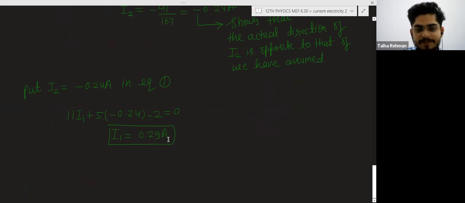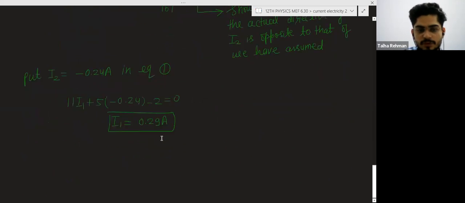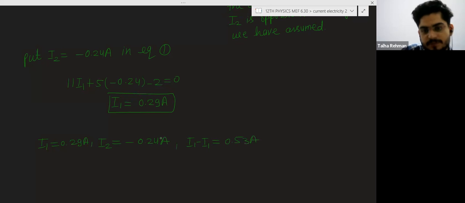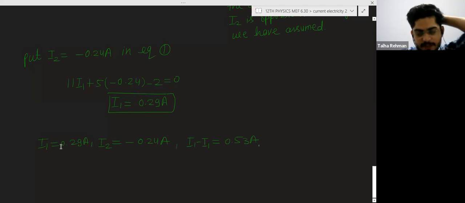So now you have I1, now you have I2. I1 you have 0.29 ampere, and I2 you have minus 0.24 ampere. Now we can find I1 minus I2. When you find I1 minus I2, you will get 0.53 ampere. So the current part we have completed.